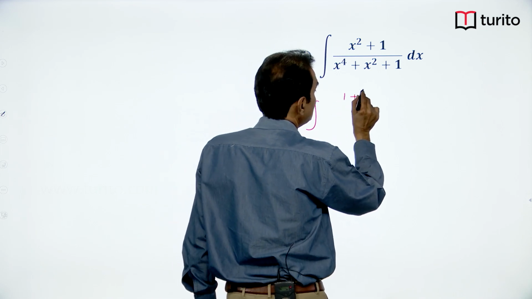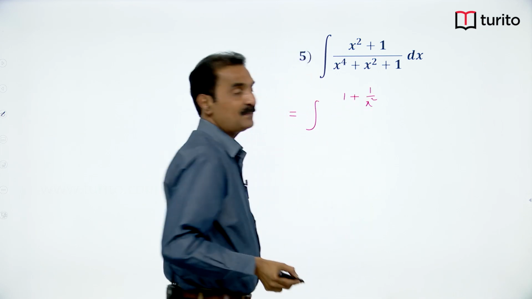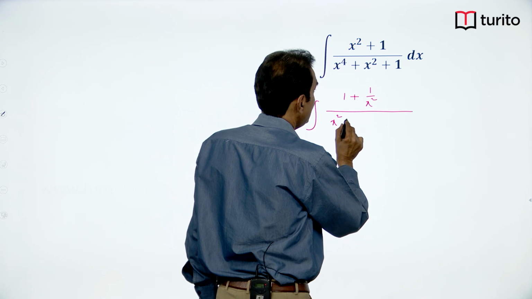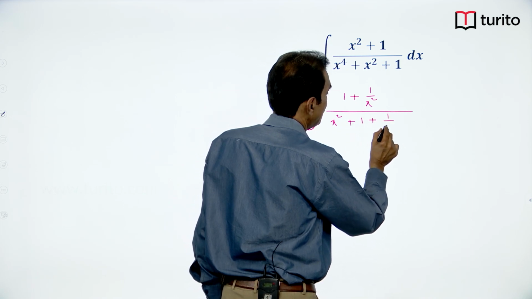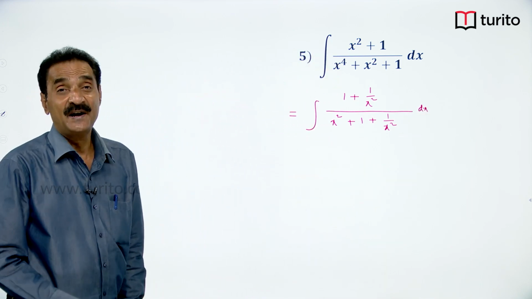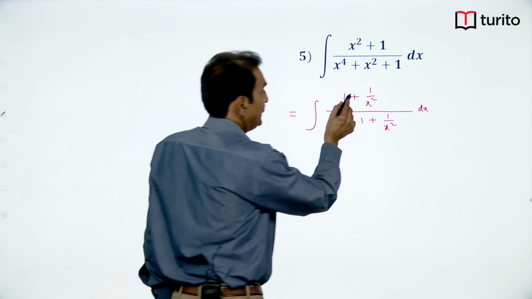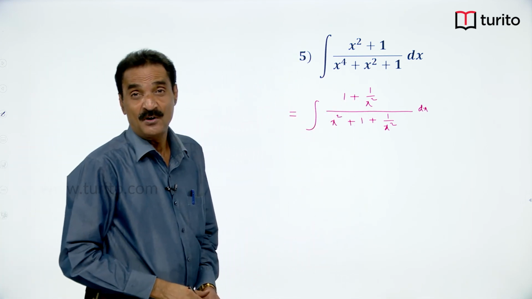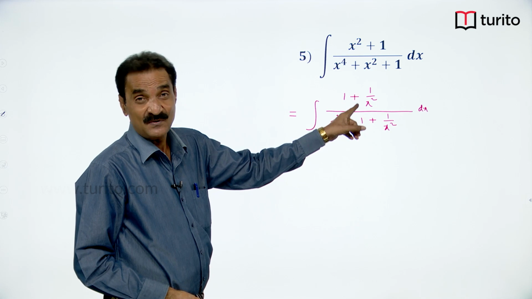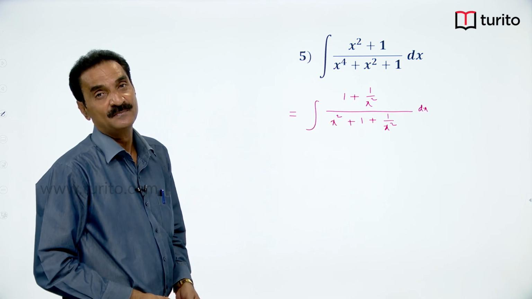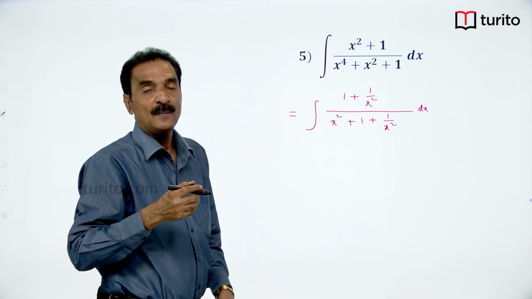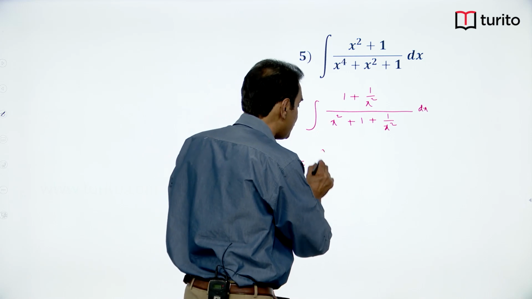Numerator becomes 1 plus 1 by x square, by x square plus 1 plus 1 by x square. What is our idea? If you observe the numerator now, it is the derivative of x minus 1 by x. 1 is the derivative of x, plus 1 by x square is the derivative of minus 1 by x. So, totally numerator is the derivative of x minus 1 by x. So, we try to write the denominator in terms of x minus 1 by x.